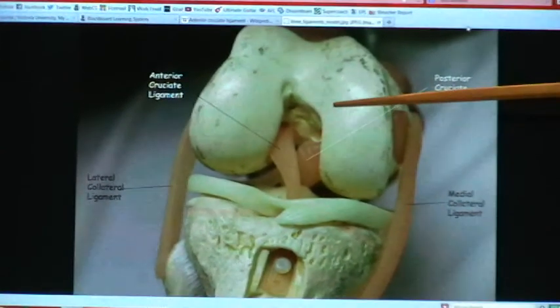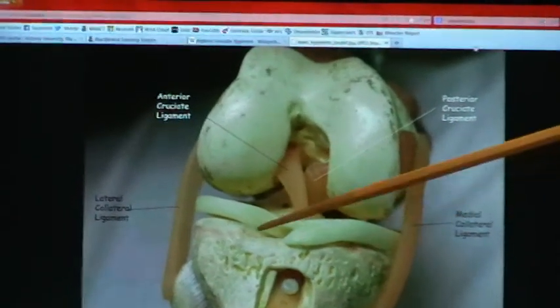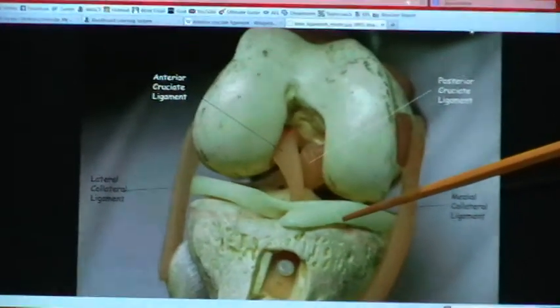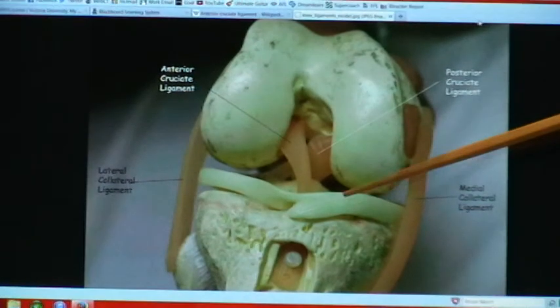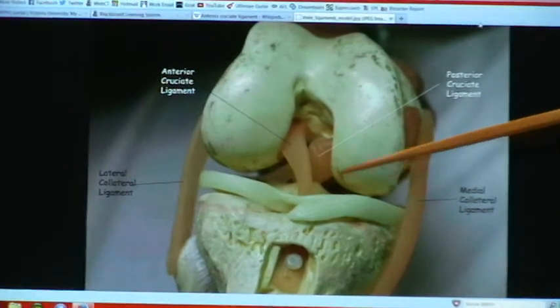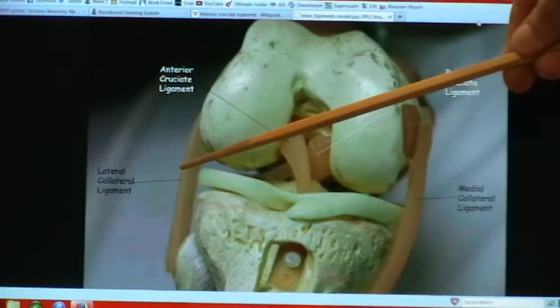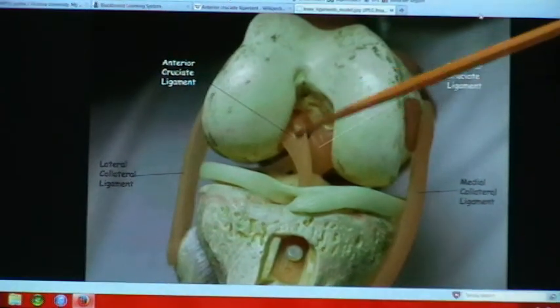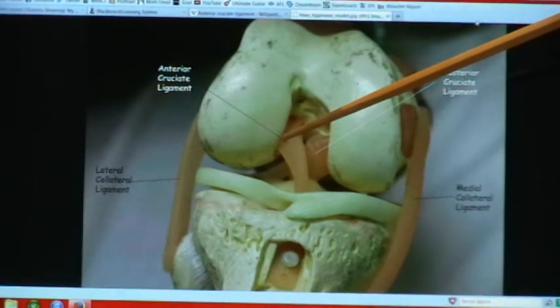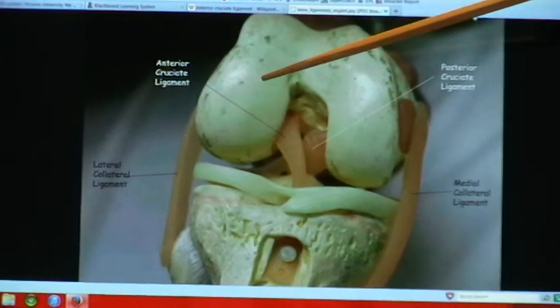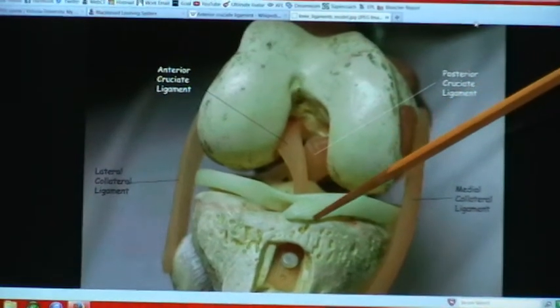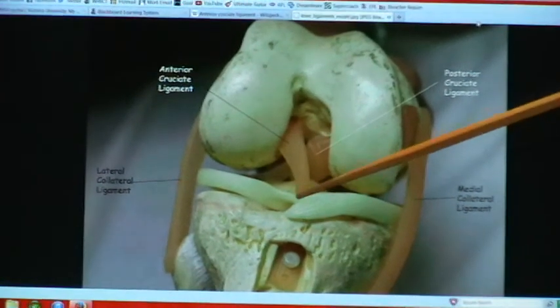Well, the congruency between the femur and the tibia is low, so we have what's known as menisci between these two bones to increase the congruency. We also have ligaments that help stabilise. We've got the medial and lateral collateral ligaments, and we've got the anterior cruciate ligament, which runs from the medial aspect of the lateral condyle of the femur to the anterior aspect of the tibial plateau.